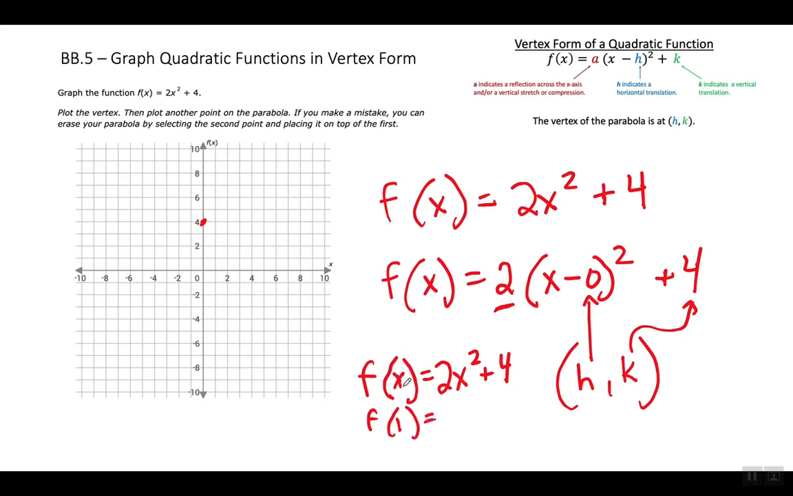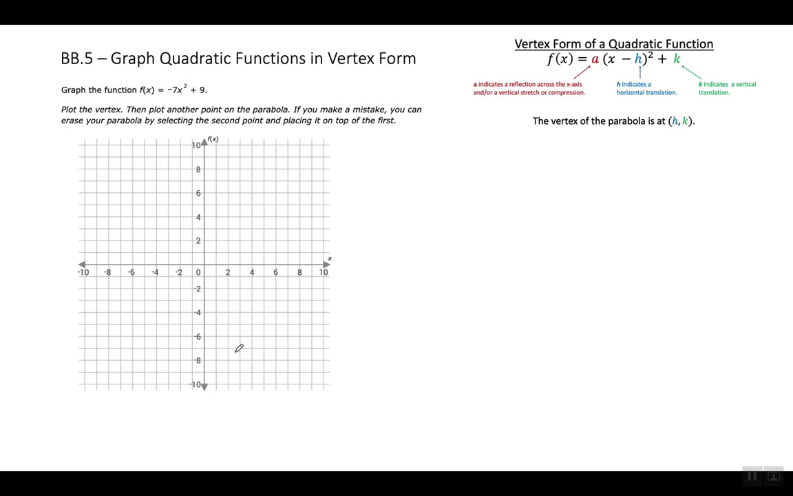Oops, I meant to put f of x. Para ver qué es lo que nos da la función cuando x es 1. So when x is 1 in this function, y is going to equal 6. Okay, cuando x es 1, y es 6. I'm going to put it on that side and on the other side, and there's my answer. Ahí está mi respuesta. All right, there's my parabola. All right, moving to the next example.